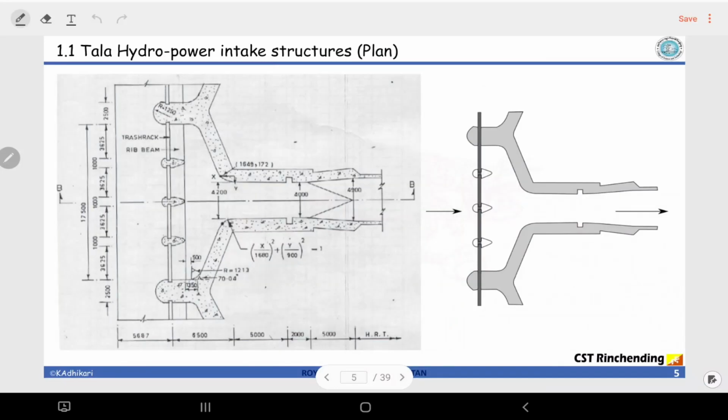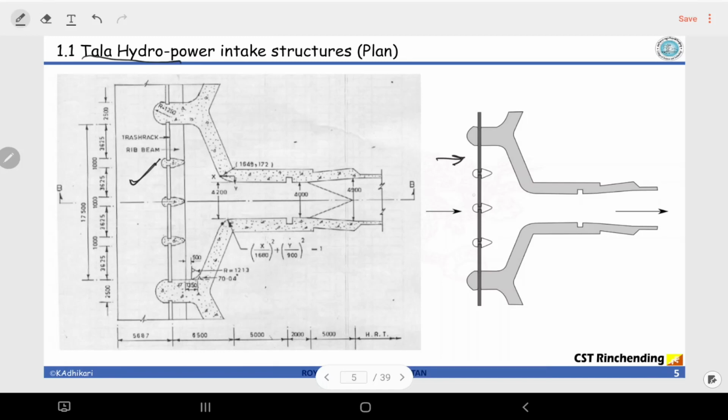Now let me take you through the real diagram drawing of an intake structure. This is from Tala hydropower project. This is the real drawing of what is there in the powerhouse, and it is the plan. Plan means the top view. When you look from the top, this is what you're going to see. So this collects the water. This diagram has lots of information in it, so for simplicity I have redrawn it so that it gives you a better understanding.